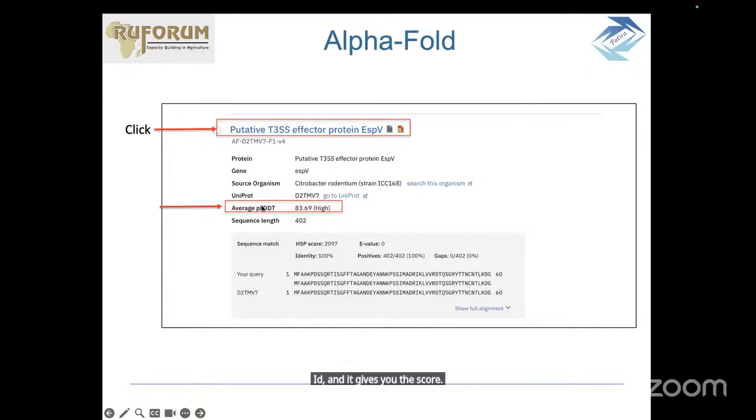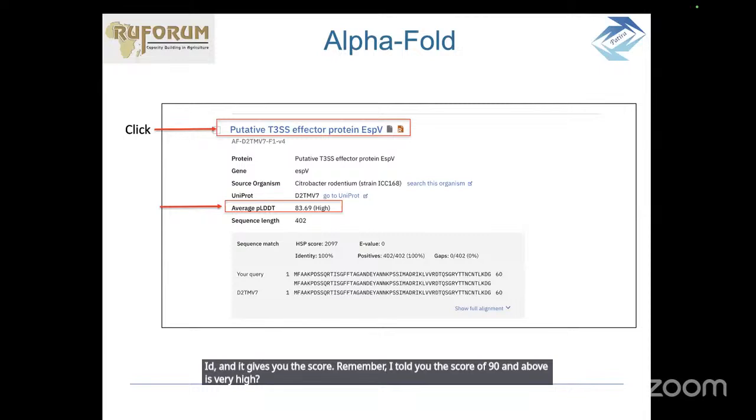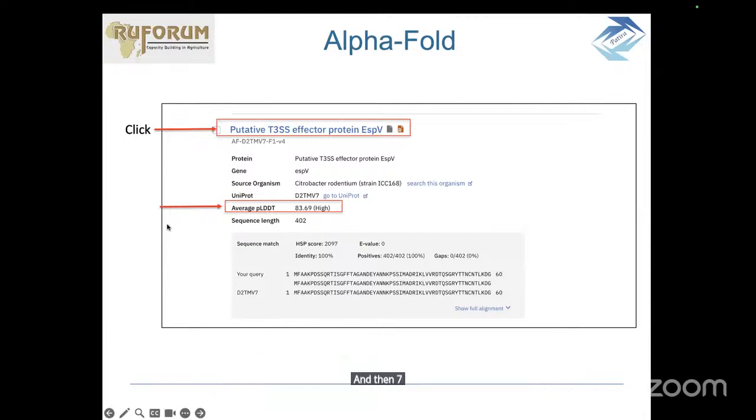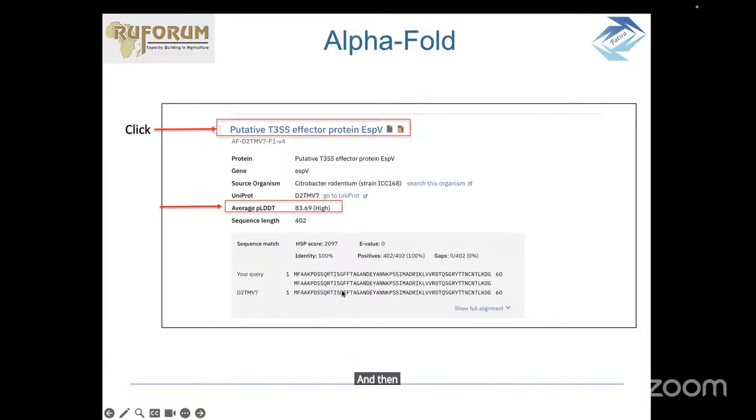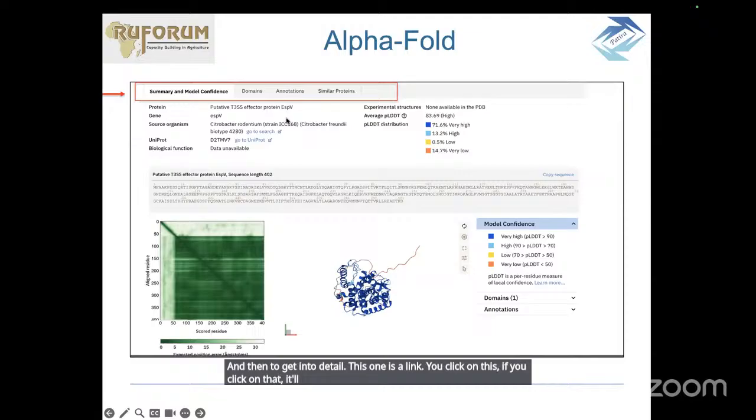Remember, I told you a score of 90 and above is very high, and then 70 to 90 is high. So this score is 83.69, which is high. And then on top will be your query. And it's also like BLAST. It gives you the E value, the positives, and the gaps and so forth. And then to get into detail, this one is a link. You click on this, and it will bring you here.